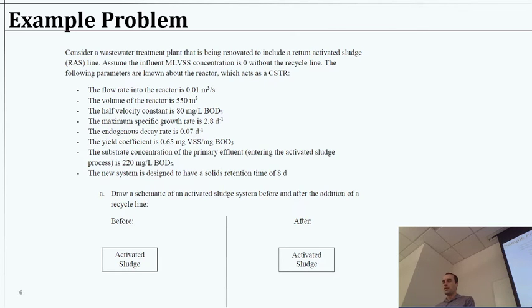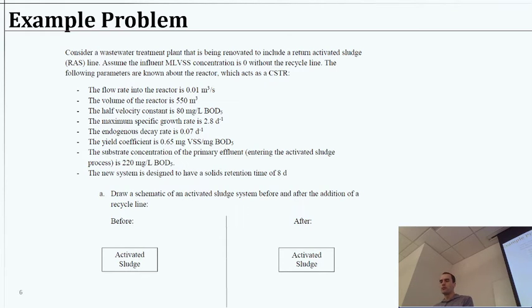So I'm going to read through the problem. We've got some parameters up here, and then we'll work through it a little bit. Okay, so this says, consider a wastewater treatment plant that's being renovated to include a return activated sludge, RAS line. Assume the influent MLVSS concentration is 0 without the recycled line. The following parameters are known about the reactor, which acts as a CSTR. Okay, the flow rate into the reactor is 0.01 cubic meters. Okay, so lots of parameters there.